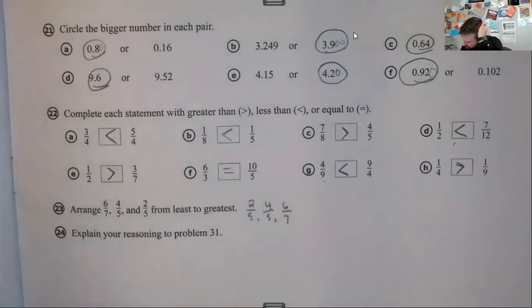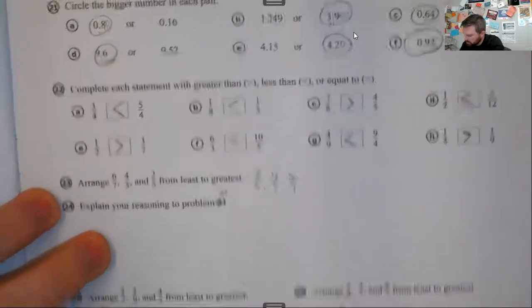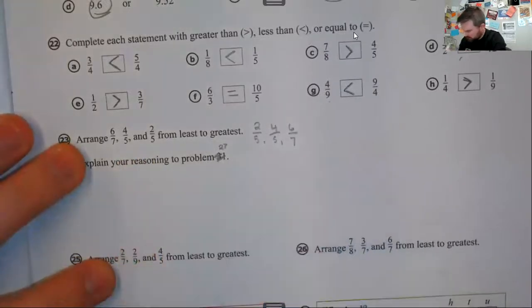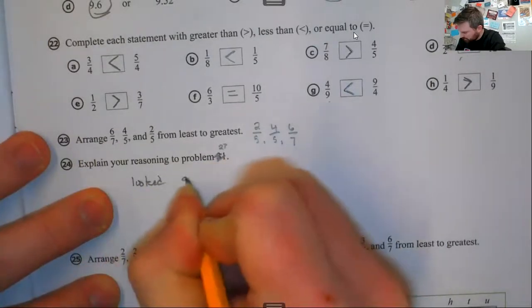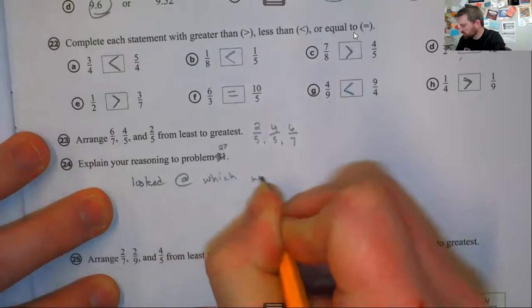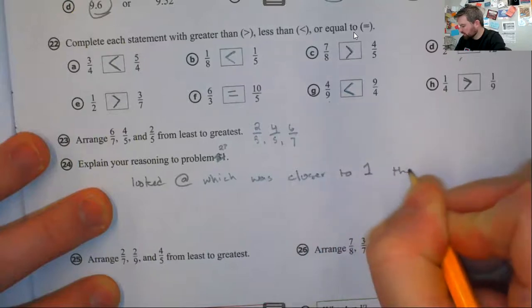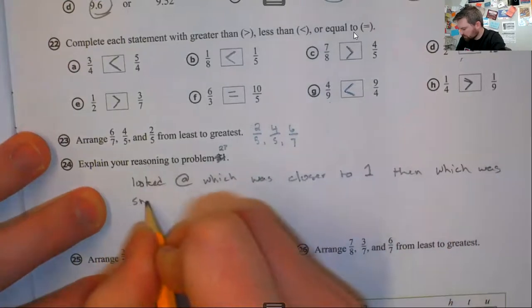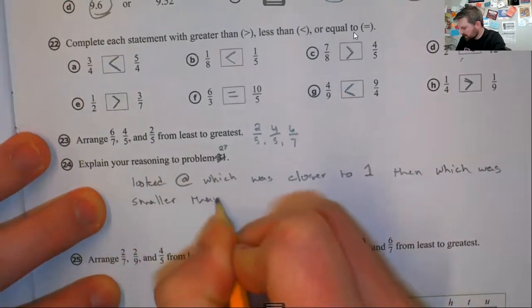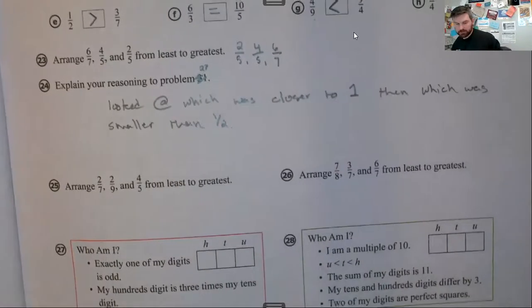Explain your reasoning to problem 31. I think they meant problem 23. Okay, so we compared which one is closer to 1, looked at which was closer to 1, then which was smaller than a half. Now you can do it in any way that you want, but that's just what I chose.